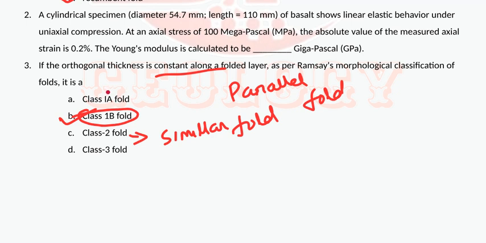So there are three types of classification according to Ramsey: class 1, class 2, class 3. Class 1 is your converging axial plane or dip isogon. Then class 2 is parallel dip isogon. Class 3 is diverging dip isogon.